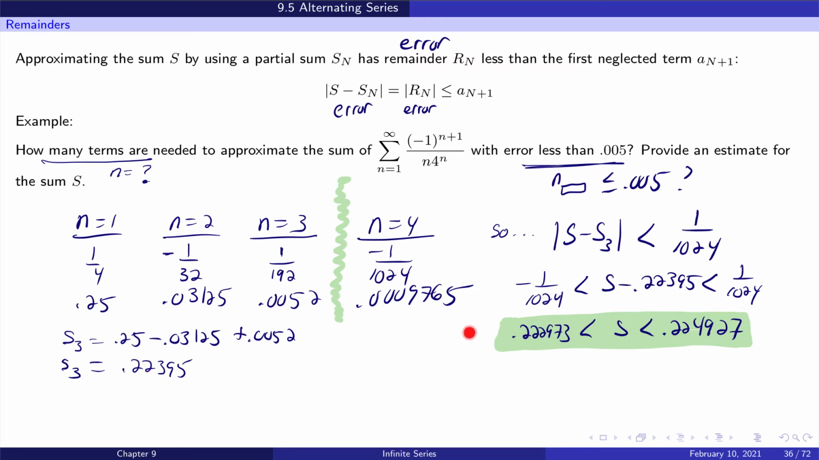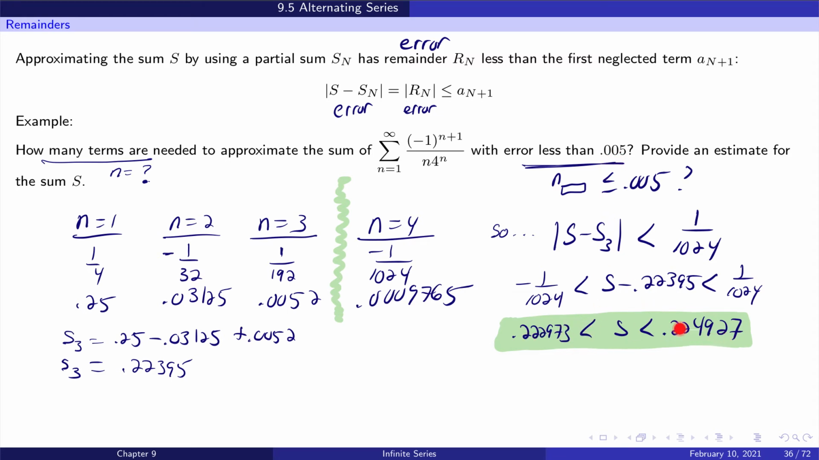Well, I just calculated S3 over here, and I put both positive and negative as bounds on the inequality, solve for S, and I can see that the infinite sum is somewhere between 0.222973 and 0.224927, which you can see is less than 0.005.